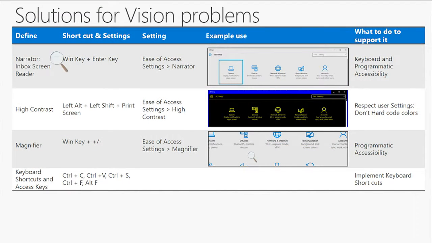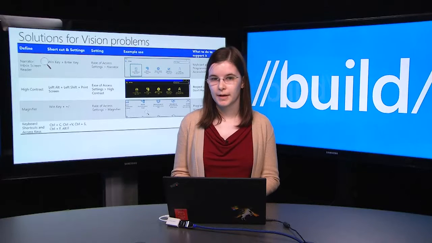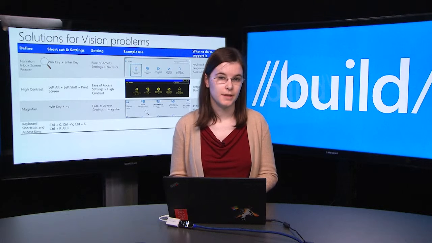And the last solution we're going to talk about for vision problems is, as a developer, you can provide keyboard shortcuts or access keys. An example of keyboard shortcuts is Control-C or Control-V for copy and paste. An example of an access key is Alt-F. And if you use the inbox controls, the common controls, some of these shortcut keys are actually already implemented for you. For example, if you use the inbox text controls, like the text box, copy and paste, the Control-C and Control-V are already implemented for you.